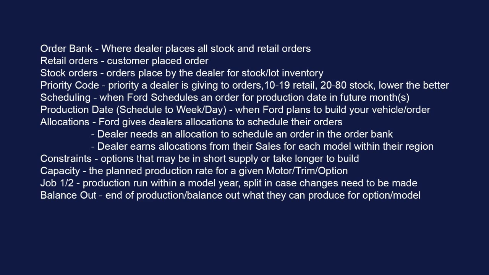So priority codes, that is a priority given to an order. So retail orders are always looked at. Now they get in 03 to 19. So you can stack your retail orders based on maybe when they ordered, depends on the dealership. They can stack it how they want to. And then your stock orders are 20 to 80. So retail orders are always looked at first, within the capacity that they can build them.